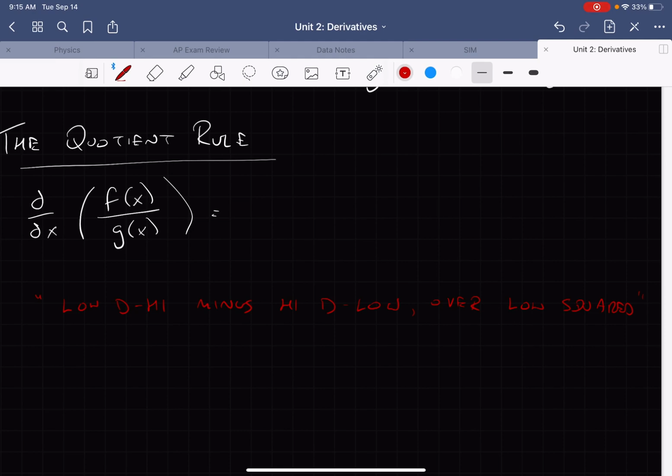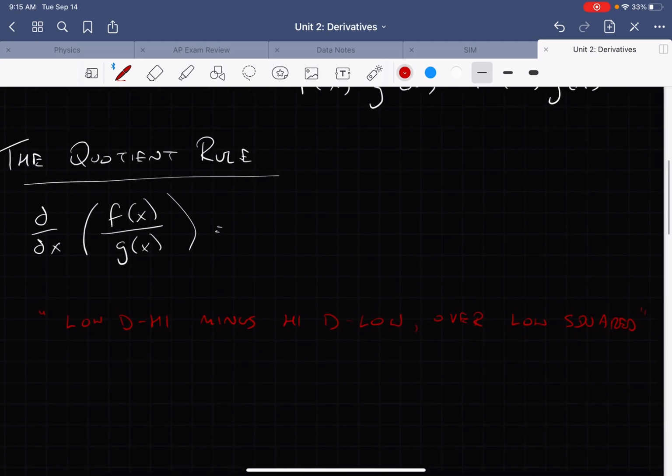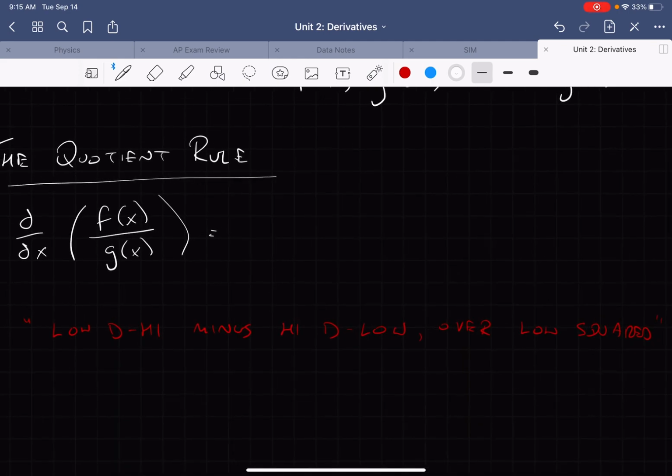Low d high minus high d low over low squared. Sounds like a song from a Disney movie. All right, so low in this case is your bottom function, and then high, of course, is the top function. And I just realized, so high is actually spelled H-I-G-H. Whatever, you understand what I'm saying. Let's just be lazy and write it as H-I.